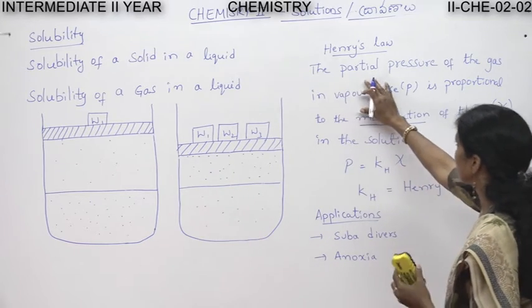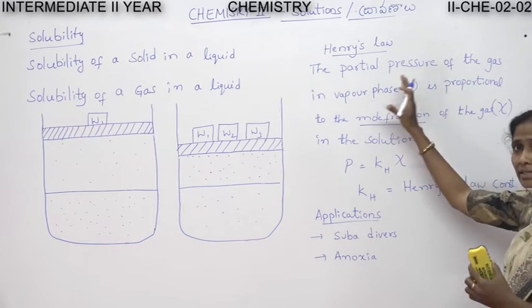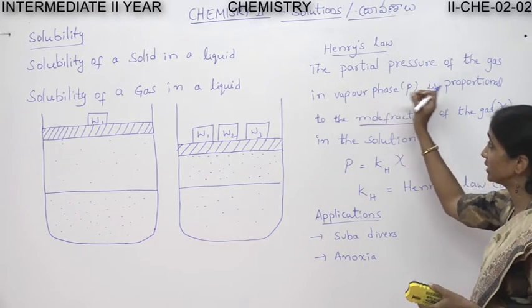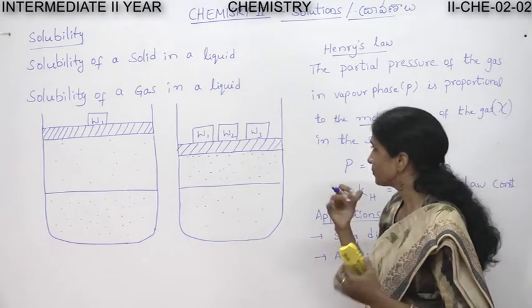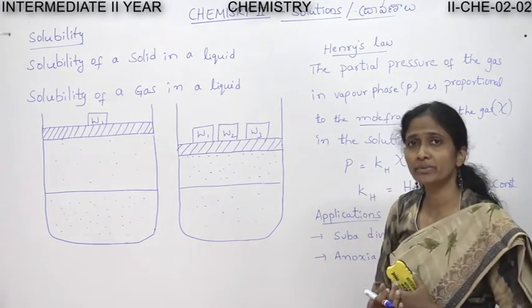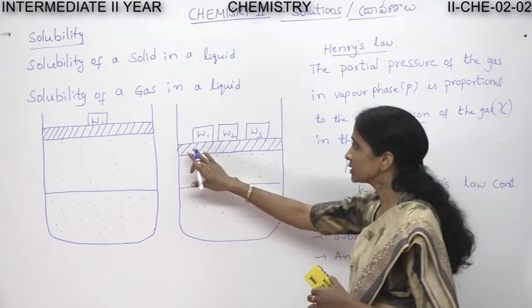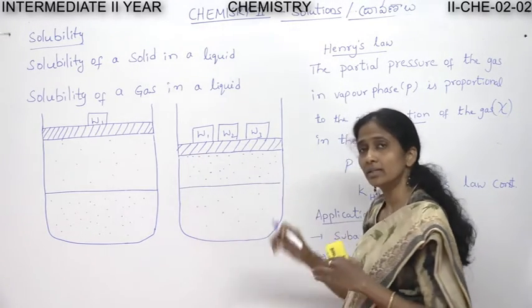Okay, what is this? The partial pressure of the gas. Partial pressure of the gas in vapor phase. So what is this vapors? Where can you find vapors? Where can you find them automatically? So on the surface of a liquid.